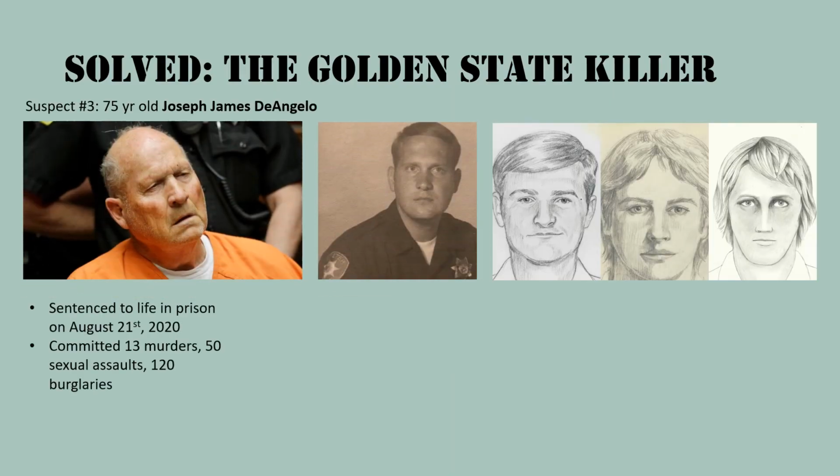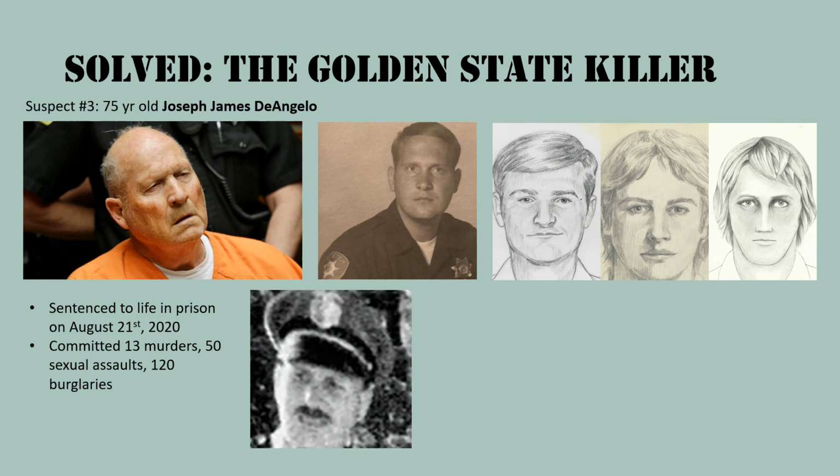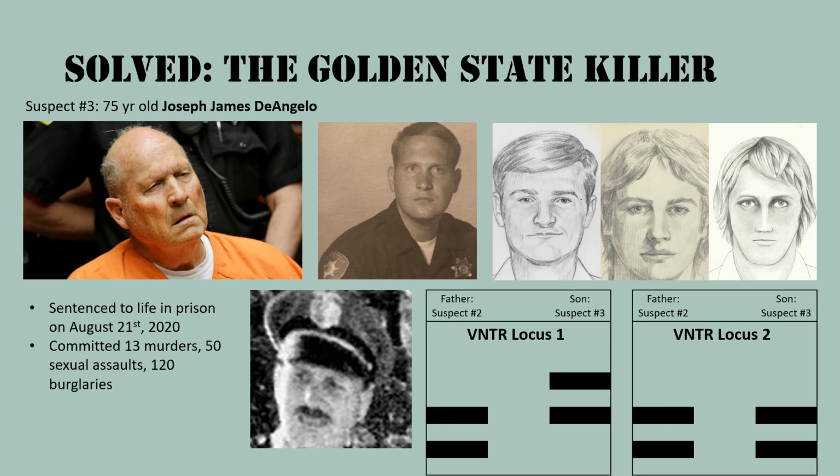After 45 years of searching, police were finally able to apprehend the man responsible for 13 murders and more than 50 sexual assaults. To their surprise, DeAngelo had actually served as a California police officer from 1973 to 1979 during his killing spree. As it turns out, suspect 2 was actually his father. This is evident from the way suspects 2 and 3 share at least one allele at both loci, as biological parents each donate one allele to their offspring at every locus.